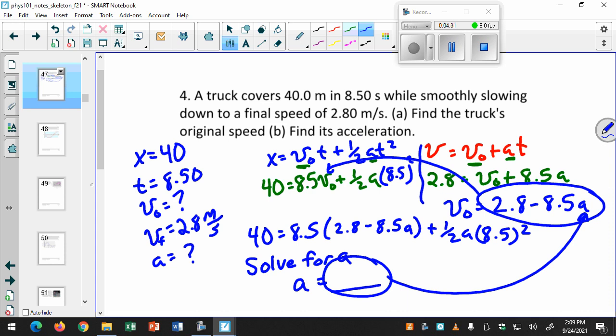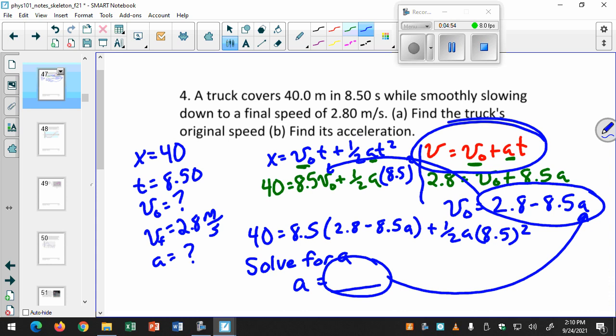That I have two equations with two unknowns. I solve one of the equations. Usually that's going to be this equation because it's just a simpler equation. It doesn't have that square in it. I solve one of the equations for one of the unknowns, and then I substitute that back into the original equation. Yeah, Caleb?